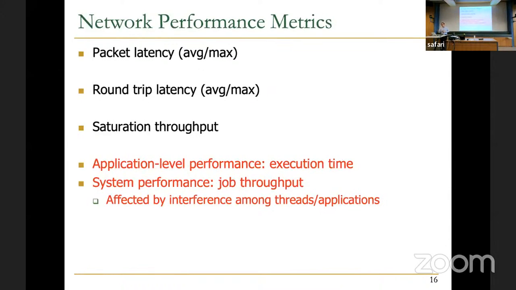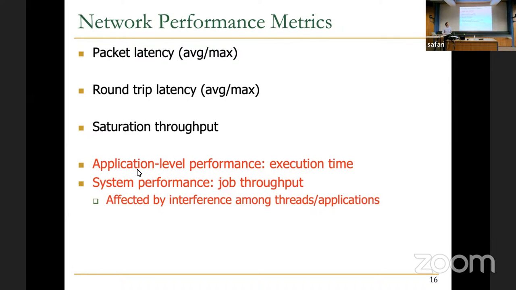Let's talk about network performance metrics. We've kind of talked about these already, but packet latency clearly is one. This is at the packet level. There's also round-trip latency. This is request-reply latency. This is becoming a bit more interesting, basically. How long does it take for my cache miss, for example, to get serviced in the end? This could be, again, average, maximum. We can basically have a lot of statistics on these. Saturation throughput, we discussed that.